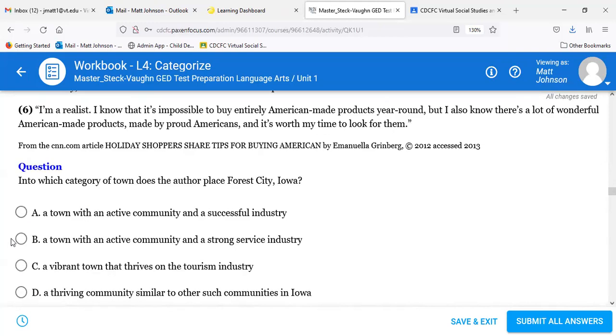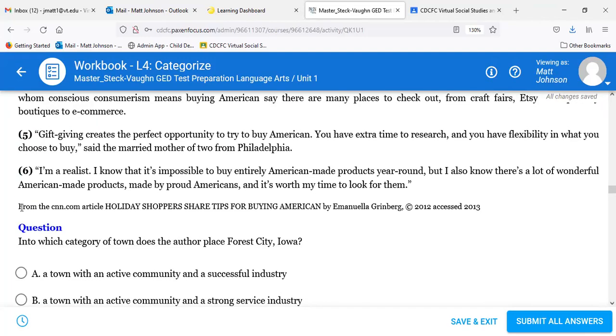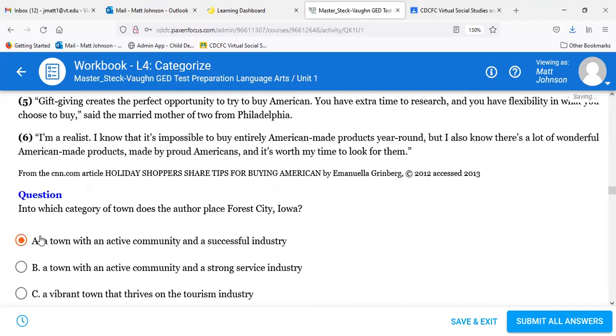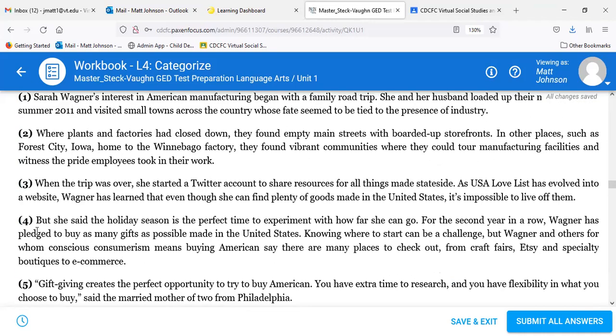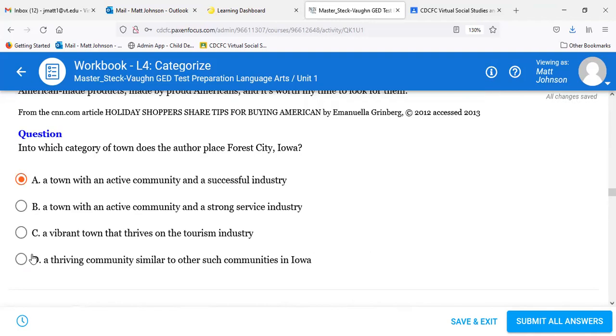All right, so question five. In which category of town does the author place Forest City? Is it A, a town with active community and successful industry, B, a town with an active community and strong service industry, C, a vibrant town that thrives on tourism, or D, a thriving community similar to other such communities in Iowa? Let's go with A, right? Because Forest City is where the Winnebago factory was. So that's actually a town that's thriving. It's doing well with American manufacturing, right? So A for that one.